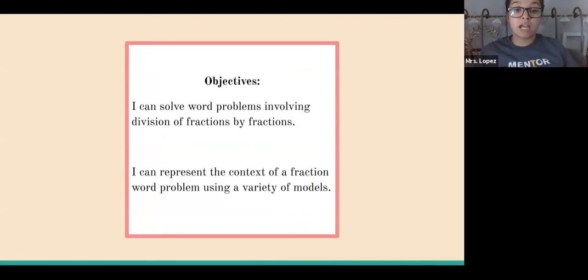So I want to go over our objectives today again. We should have been able to solve word problems involving division of fractions by fractions, and I can represent the context of a fraction in a word problem using a variety of models. So we've used visual representation, we've written it out, and we've also done the actual math of it by multiplying and flipping and doing our steps. So we leave the first one alone, we change the sign, and then we're gonna flip the fraction.